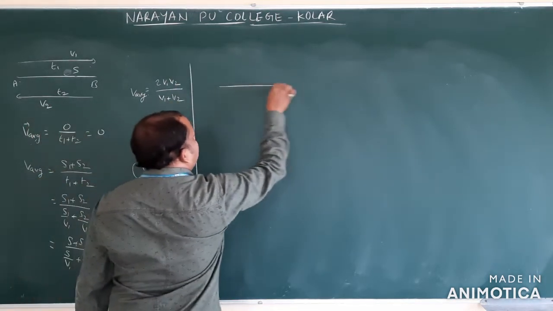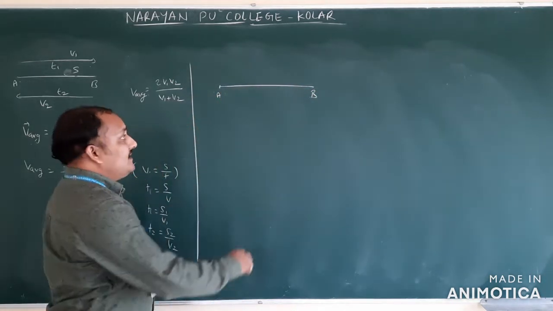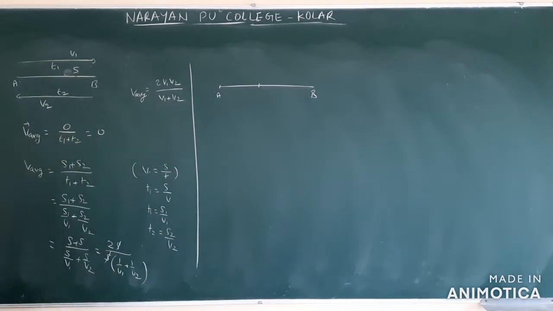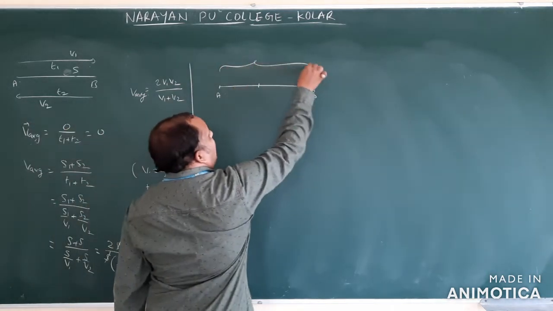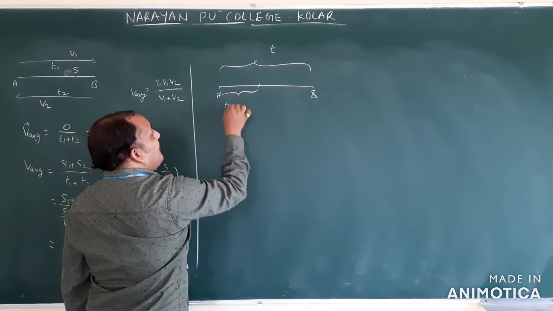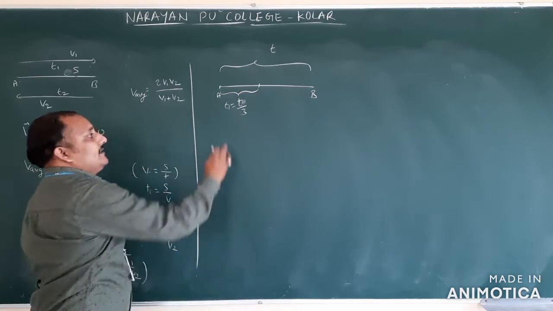Same model. A to B, first 1/3 there. A to B for the first 1/3 time. Total time from A to B is nothing but T. So this time t1 is equal to T by 3.